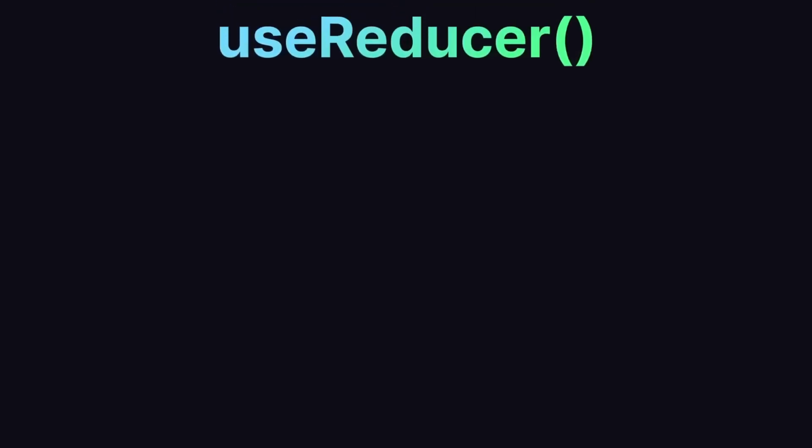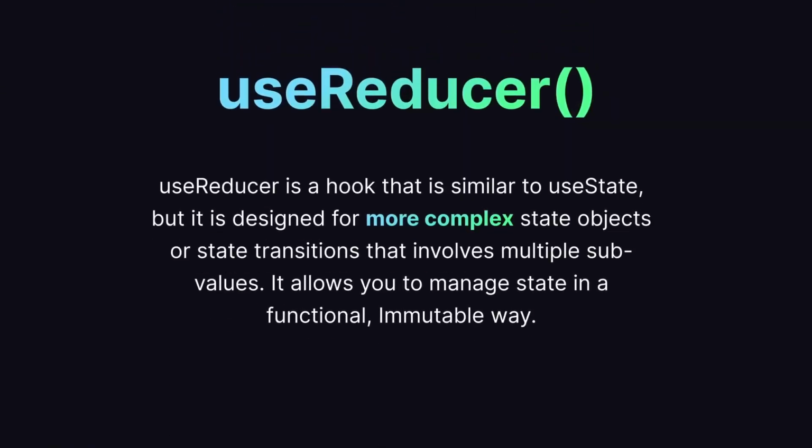Now let's talk about the use reducer hook. So use reducer is a hook that is similar to the use state hook, but it is designed for more complex state objects or state transitions that involve multiple sub-values. So it allows you to manage state in a functional and immutable way. I know the definition sounds a bit scary, and trust me, the syntax is even scarier, but throughout the course, I promise I'm gonna give you a lot of practice with the use reducer hook.